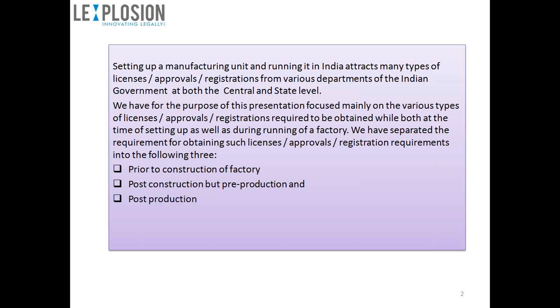Prior to the construction of the factory, what are the compliances that you need to adhere to? You need to ensure that you comply with the requirements of the IDRA Act, the Industrial Development and Regulation Act. You need to file Form IEM with the Department of Industrial Policy and Promotion. So that will be the compliance under the IDRA. Under the Factories Act, you need to apply in the prescribed form before the Chief Inspector of Factories for getting written approval in respect of the site on which the factory has to be constructed.